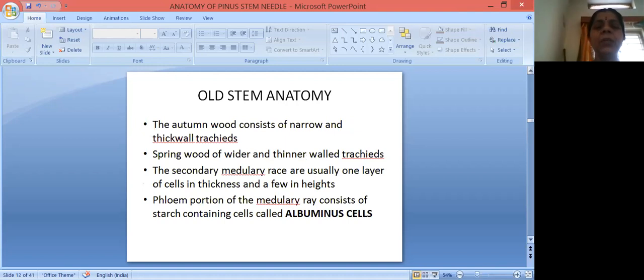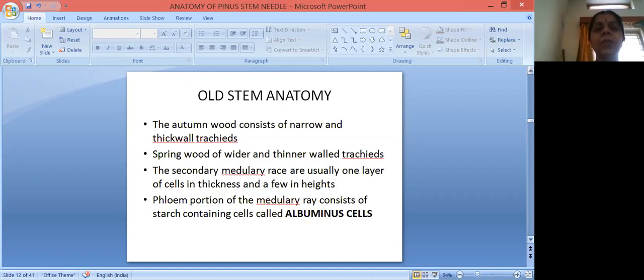The secondary medullary rays are usually one layer of cells in thickness and few in height. The medullary rays are present between vascular bundles, elongated structures which are uniseriate in manner, connected from the cortex to the pith. They are one layer of cells in thickness.